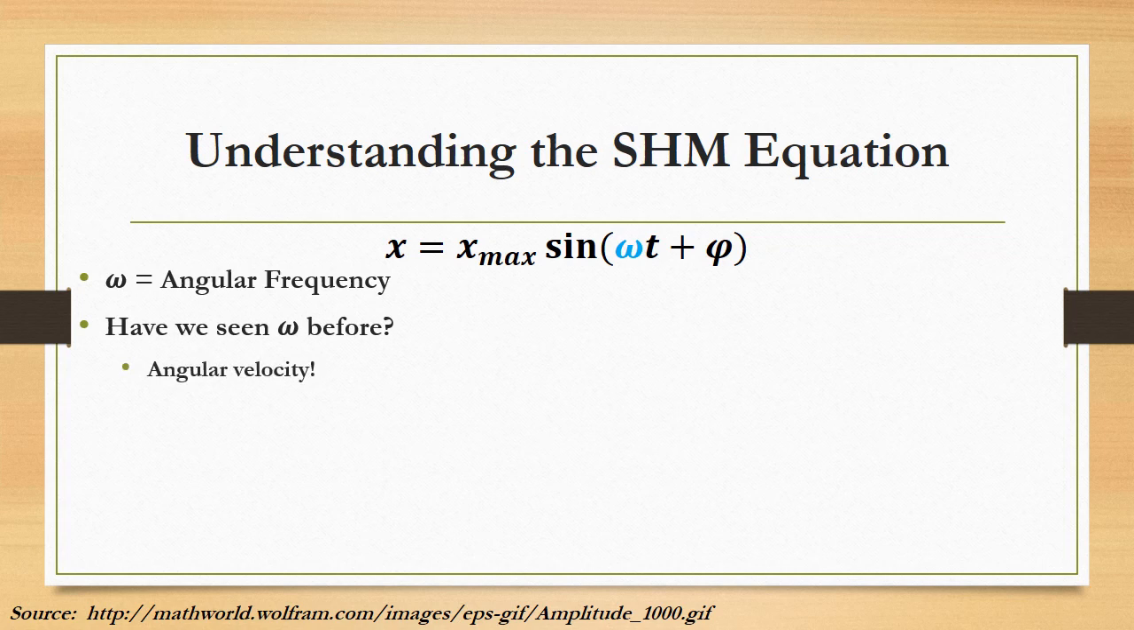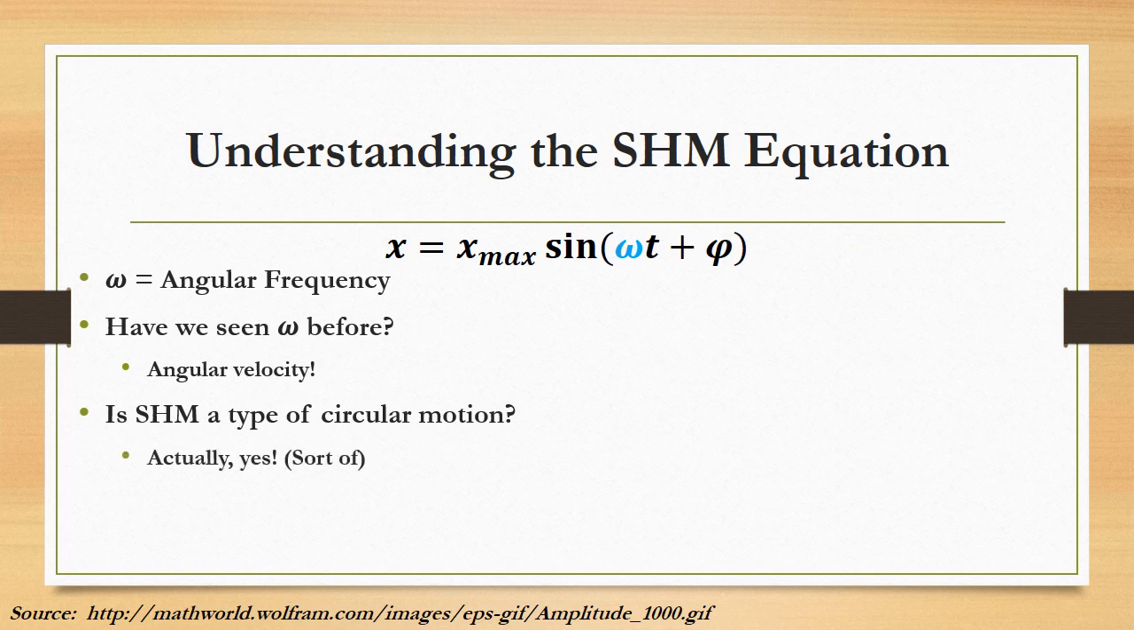Well, for starters, there seems to be a confusing idea here. Angular velocity was only present when an object was either rotating or moving in a circle. So is simple harmonic motion a type of circular motion? I mean, it wouldn't seem to be the case, right? If things just move back and forth, that's not a circle, and yet it kind of is. There's a way in which they are very, very similar, and I want to show you how.